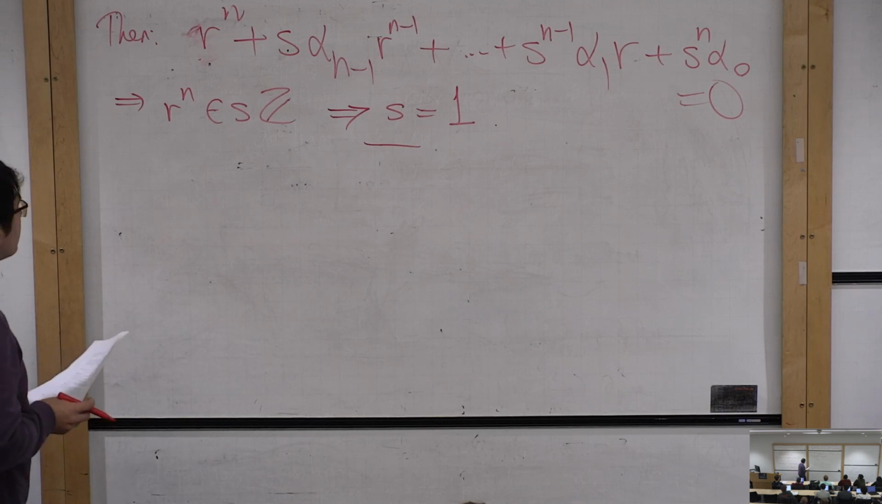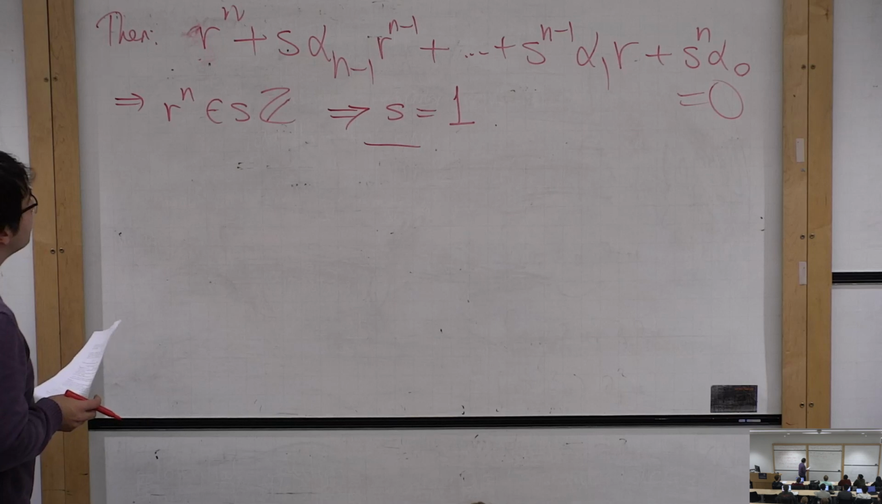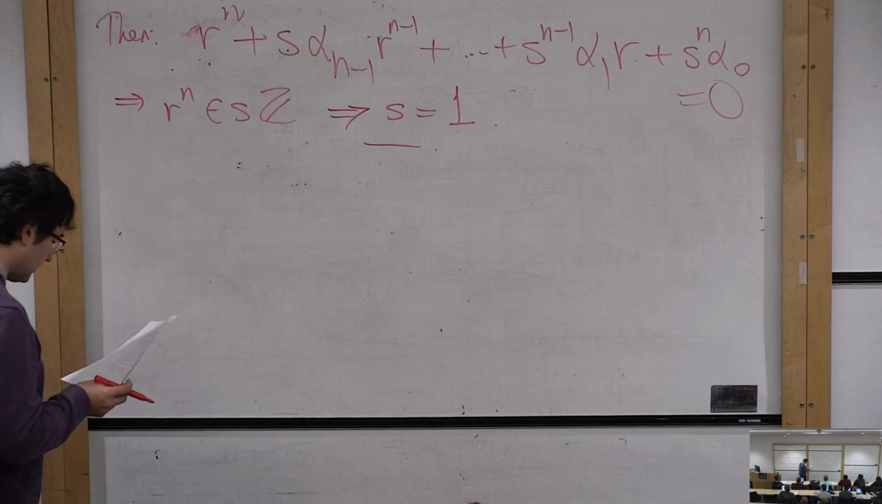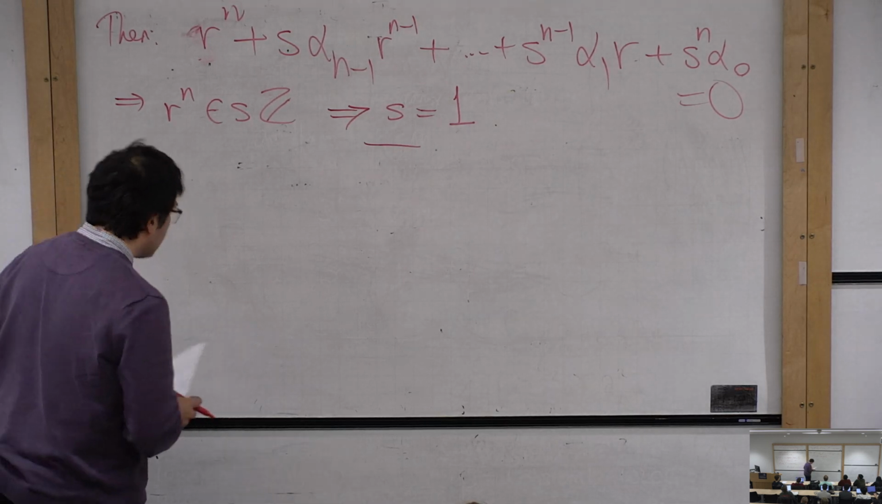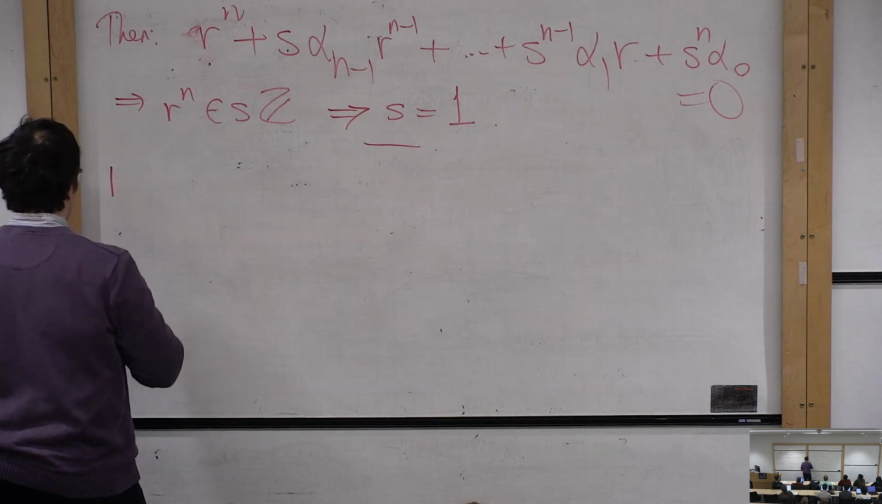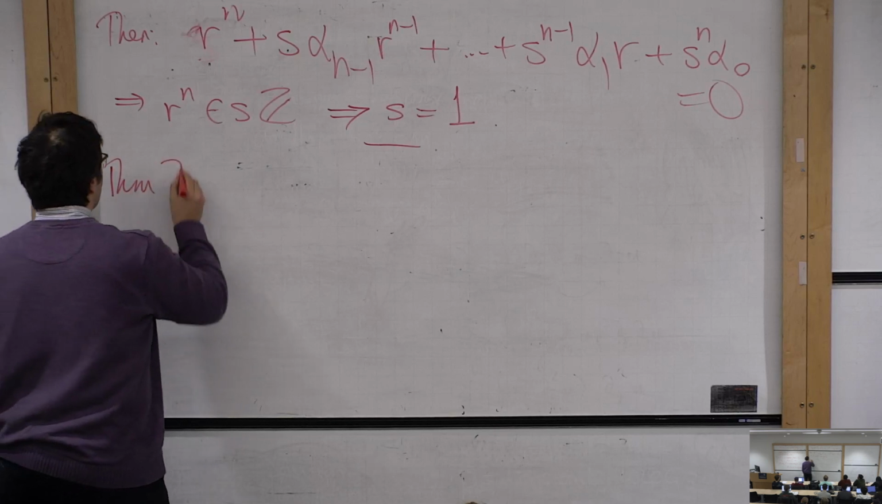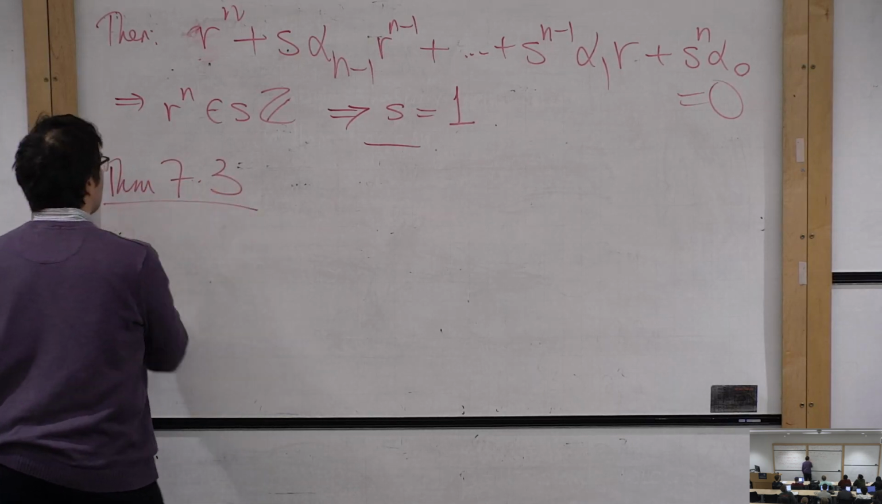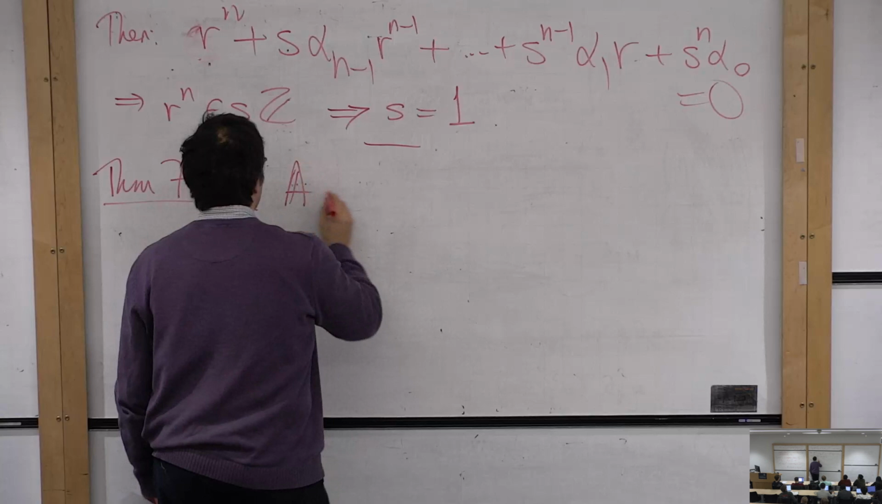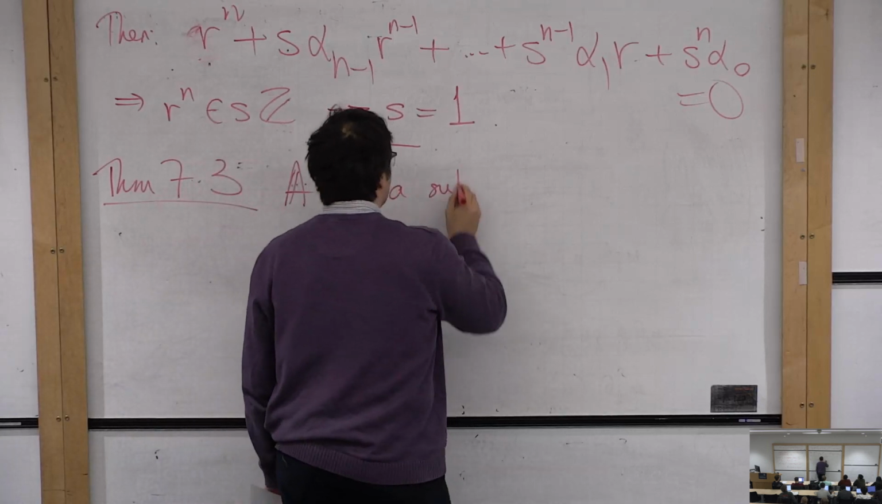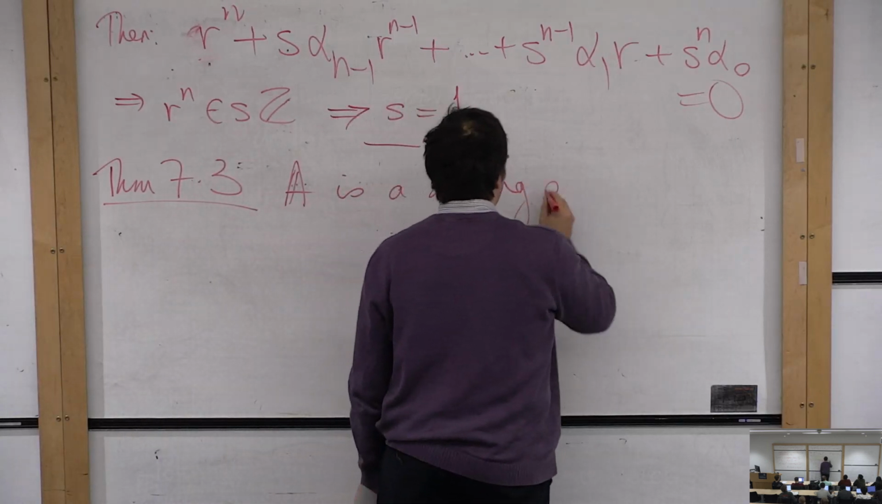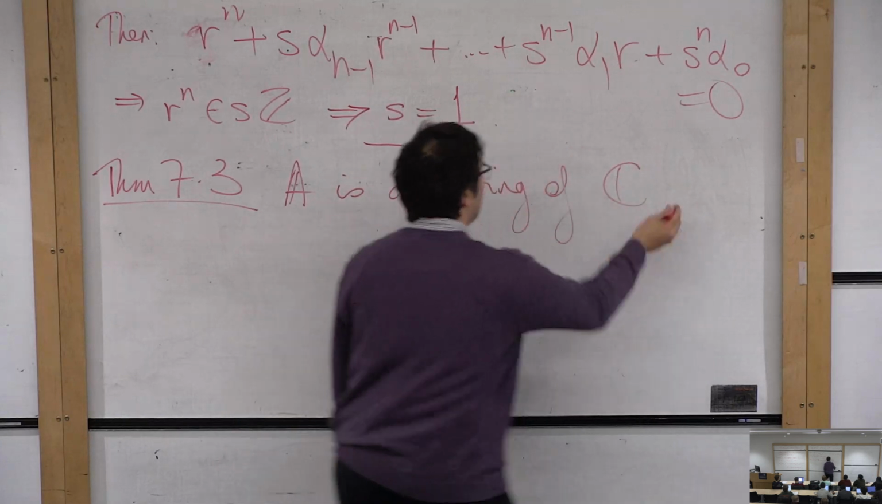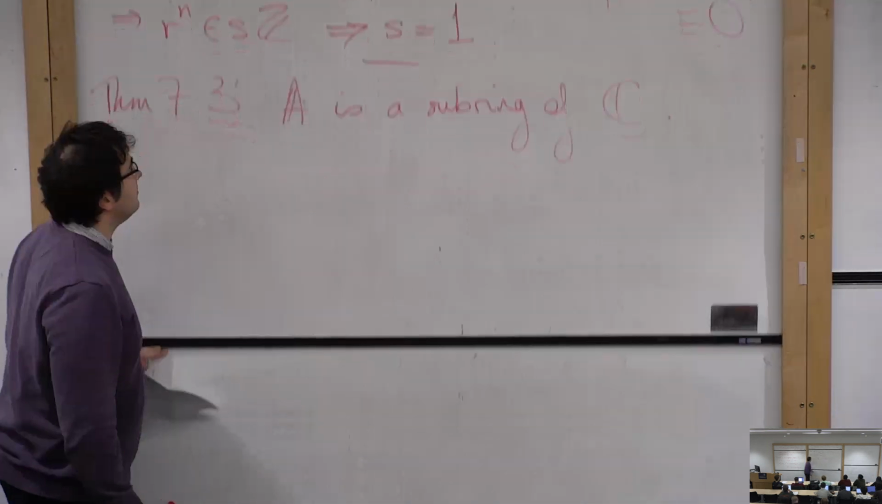So, we've seen some examples of algebraic integers, namely roots of unity. Roots of unity appeared a lot in representation theory. So next I'm going to prove the following theorem. A, the set of algebraic integers, is a subring of C. I need this theorem for the group theoretic implications.